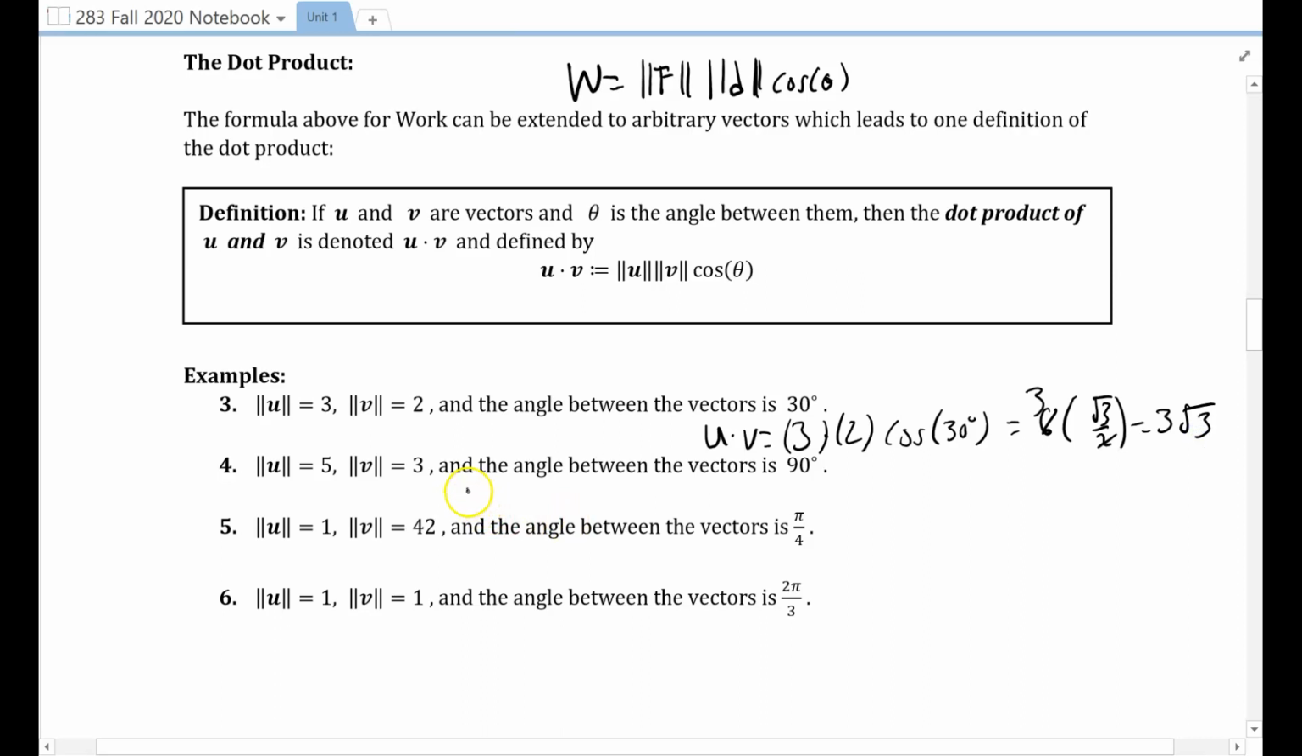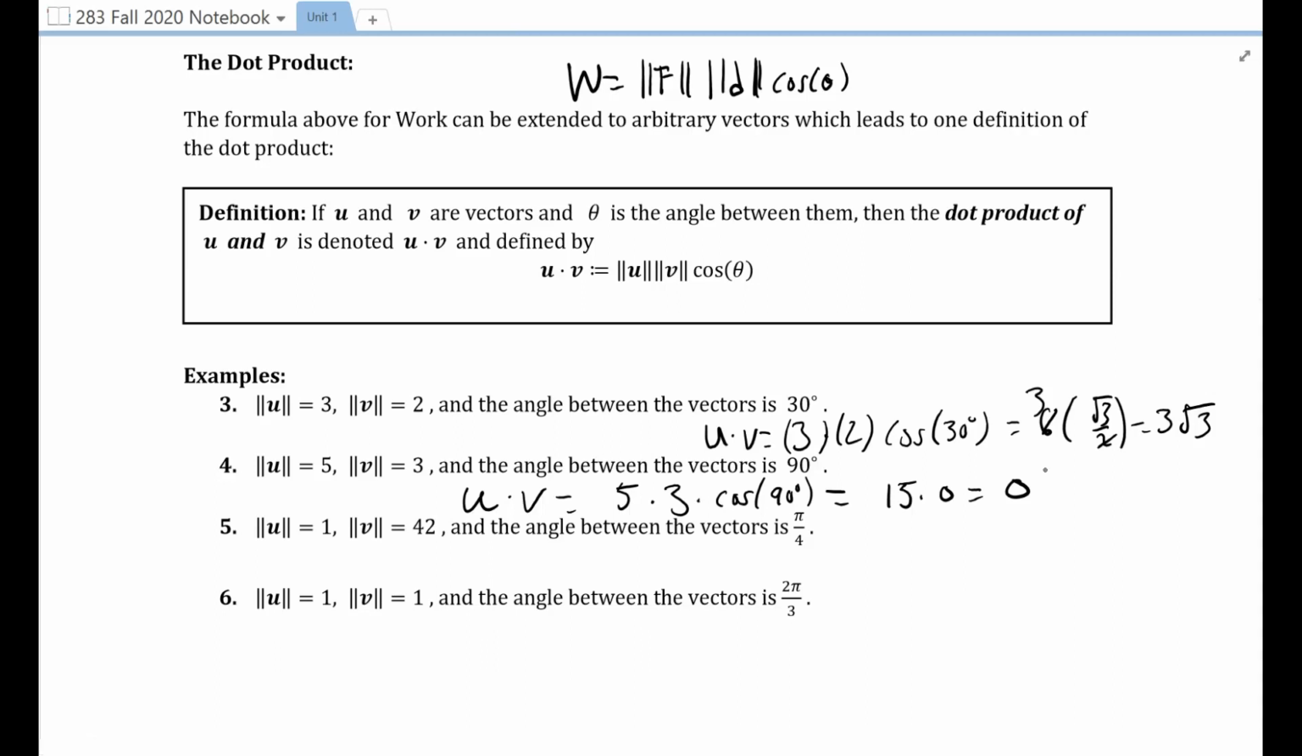Alright, for the next example, U dot V is going to be the length of U, which is 5, times the length of V, which is 3, times cosine of 90 degrees. And cosine 90 degrees is 0, so you're going to get 15 times 0, which is 0. We'll give a more geometric interpretation of that in a couple of moments. And moving on to the next example, let's just knock off the next couple.